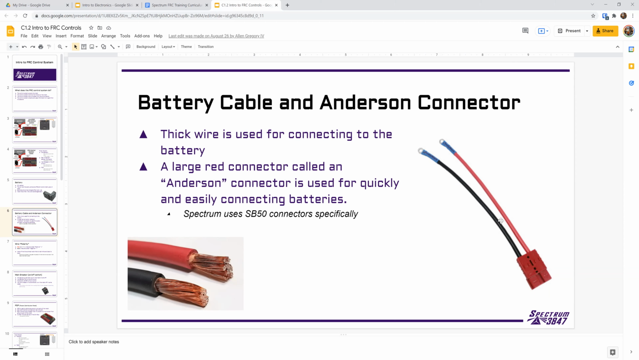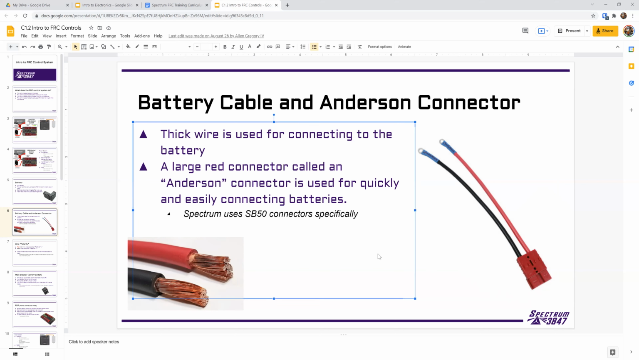So the SB50 is intended for something called 6-gauge wire. I talked about how the wire has resistance. So the more wire you use, the more resistance you have, but also the thinner wire you use, the more resistance you have. It might seem kind of backwards, but the smaller the gauge, the larger the wire. So a 4-gauge wire is larger than a 6-gauge wire, which is larger than a 10-gauge wire, etc. And so we either want to use 6 or 4-gauge wire for our batteries.